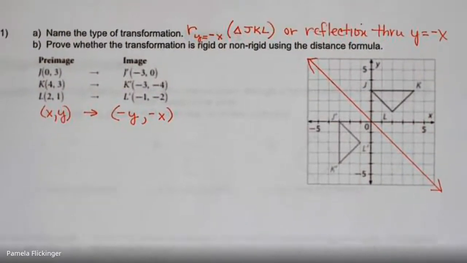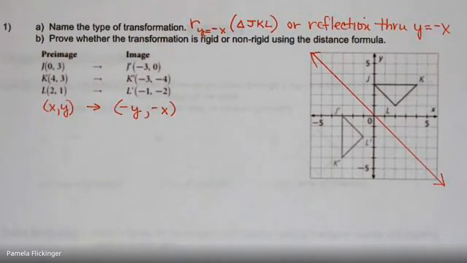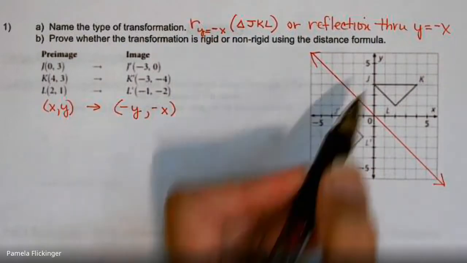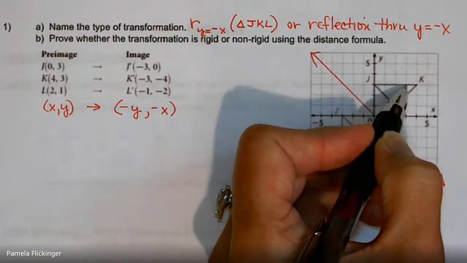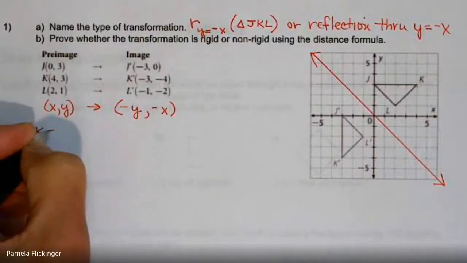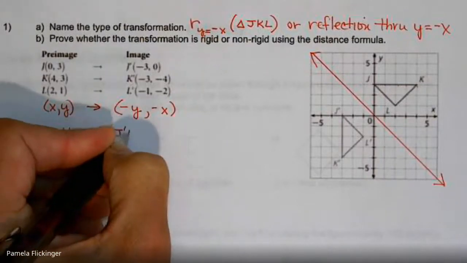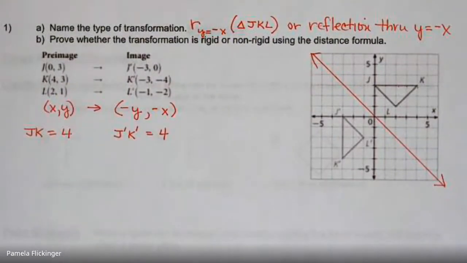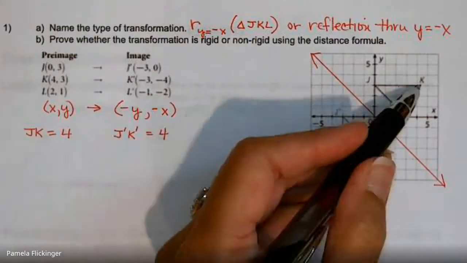Now the proving part, we're going to use the distance formula. So what we need to prove is that JK and J prime K prime are the same. Now, thankfully, we have a picture. So notice those are both horizontal and vertical, so I'm just going to count those. I know JK is 1, 2, 3, 4. And then I know J prime K prime, if I count the vertical, is also 4. So that one's done. I really didn't need to use the distance formula for that. So pay attention to the horizontal and verticals. That makes it simple. But we do have to do then side JL and side KL.